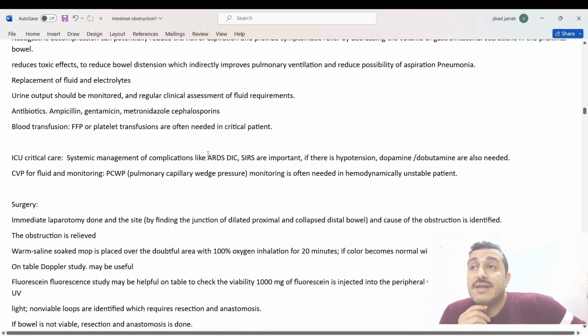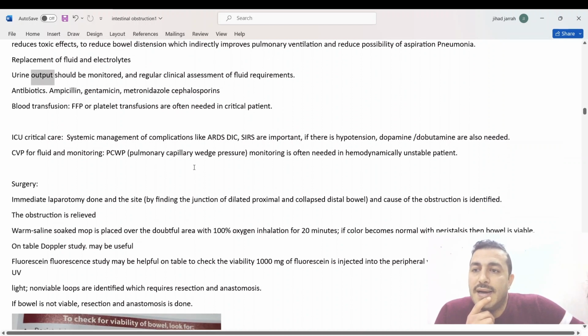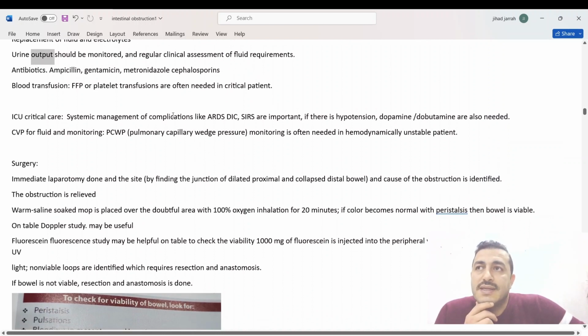IV fluid replacement is extremely important to replace fluid. We said that third spacing and fluid loss is significant. We have to measure the urine output. Also, in some cases, if strangulation is present, we can add antibiotics. And some patients may need blood transfusion and critical care, to be admitted in the ICU if there is a complication like acute respiratory distress syndrome or DIC.